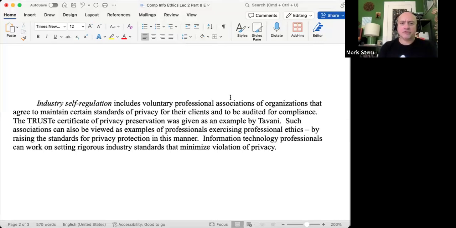Industry self-regulation includes voluntary professional associations of organizations that agree to maintain certain standards of privacy for their clients and to be audited for compliance. The Trustee Certificate of Privacy Preservation was given as an example by Tavani. Such associations can also be viewed as examples of professionals exercising professional ethics by raising the standards for privacy protection in this manner. Information technology professionals can work on setting rigorous industry standards that minimize violation of privacy.